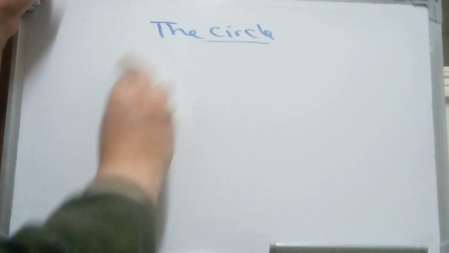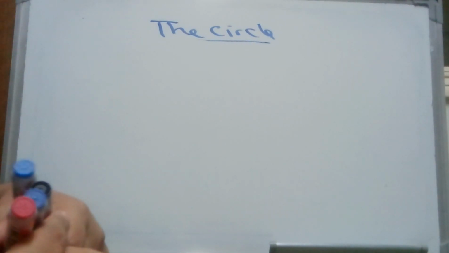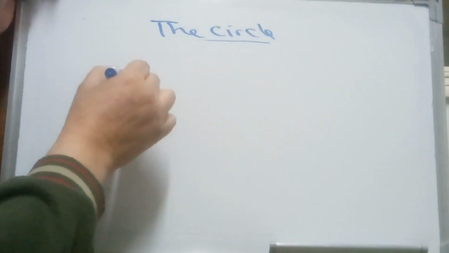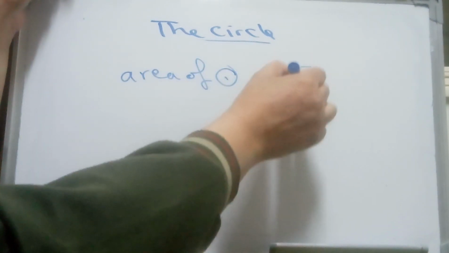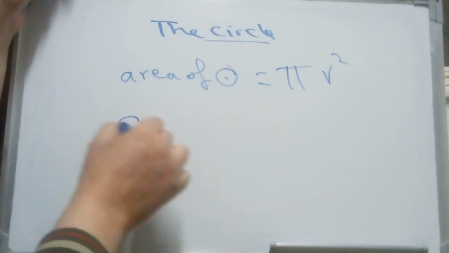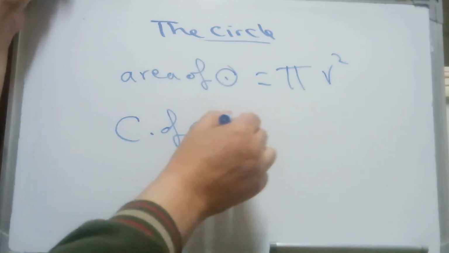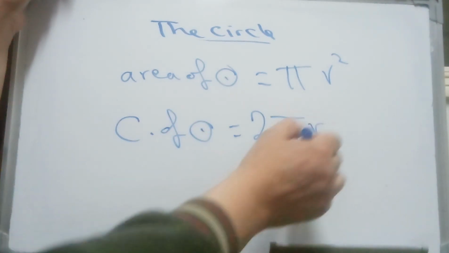If you know that the area of the circle is equal pi r squared, and the circumference of a circle is equal to 2 pi r.